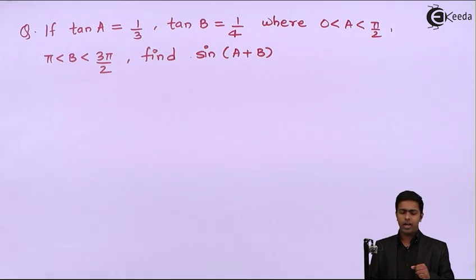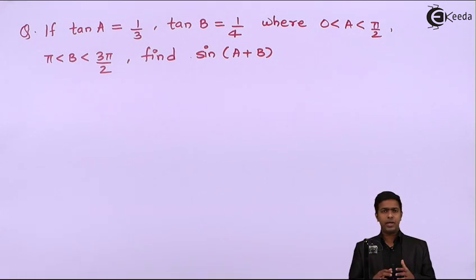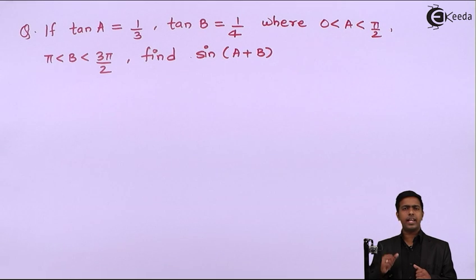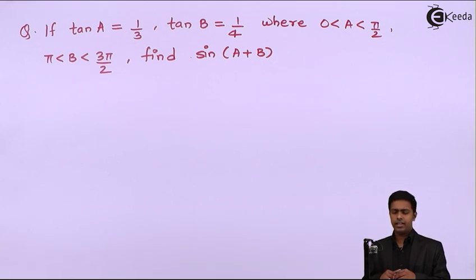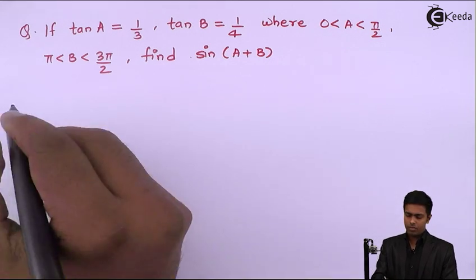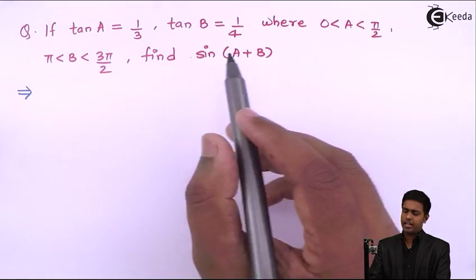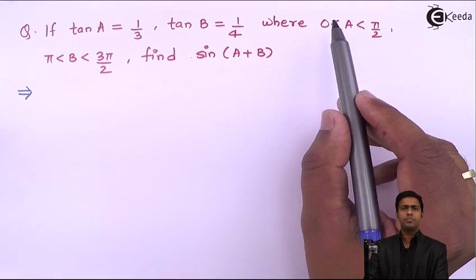Here we have been given the value of tan A and tan B. So from the values of tan A and tan B, we will find the values of sine and cos, and then by substituting all the values in sin(A + B), we can get the value. So let's start. Here tan A is 1 by 3 and A lies in the first quadrant, that is between 0 and pi by 2.